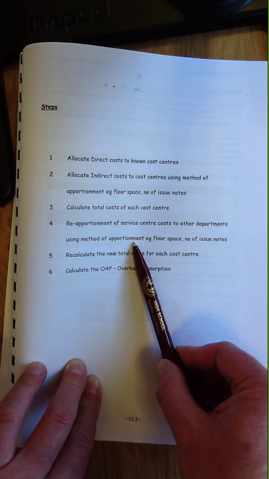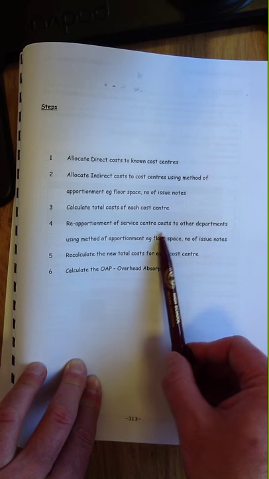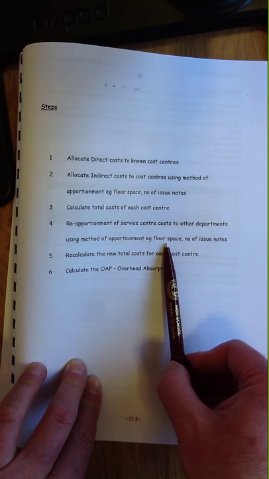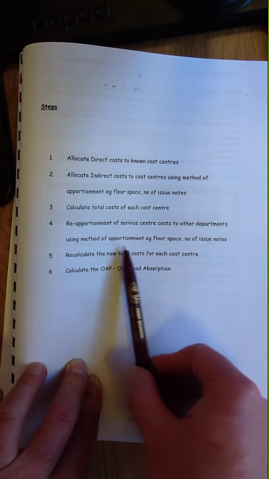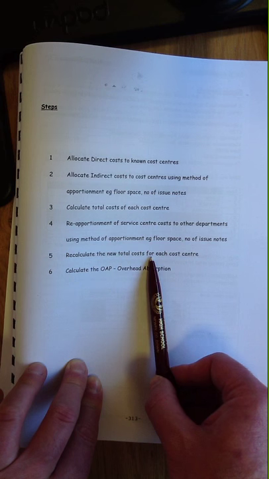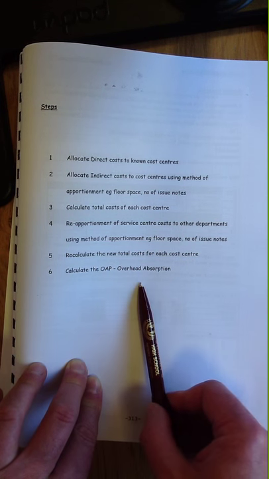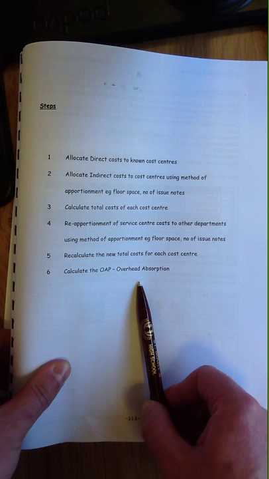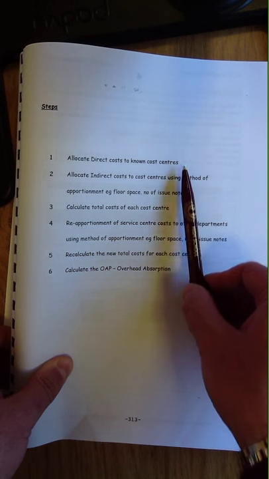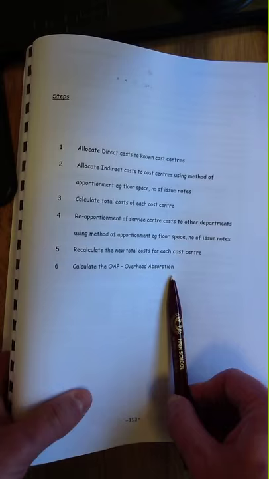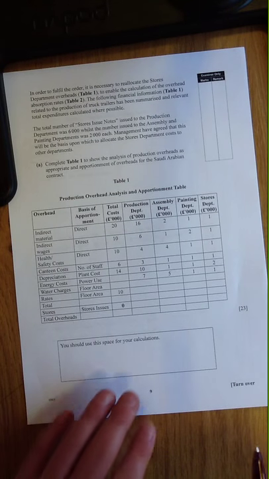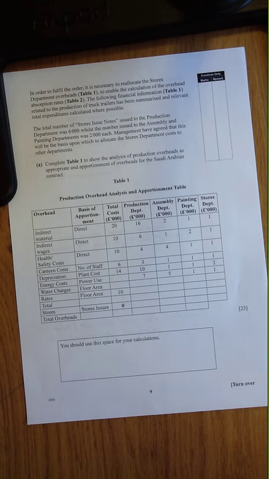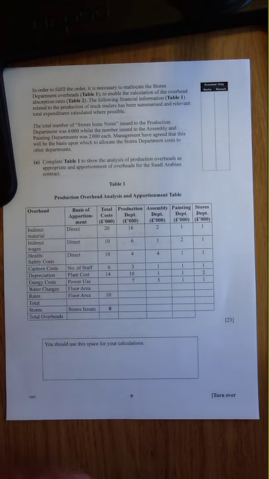Step 4 is where you reallocate the service centre costs to the other departments, i.e. you close down a department and move its costs over to the other departments. After you do that, you calculate the new total, step 5, and step 6 it may ask you to calculate the overhead absorption rate. So you need to learn steps 1 to 6 for you to be able to complete a question.